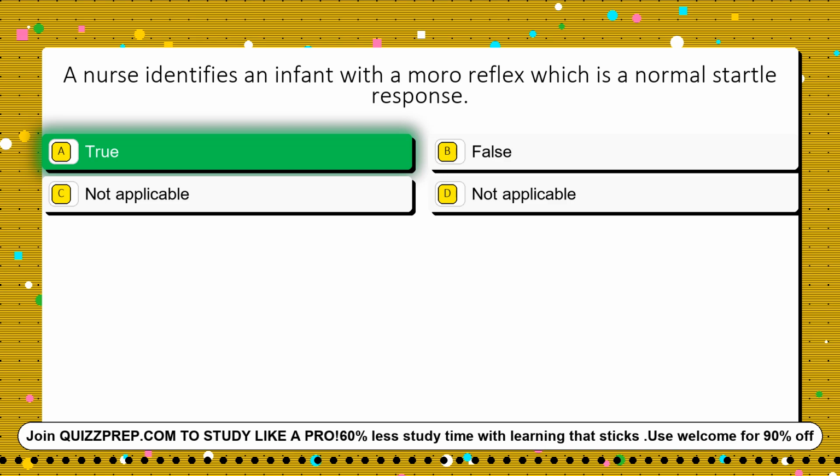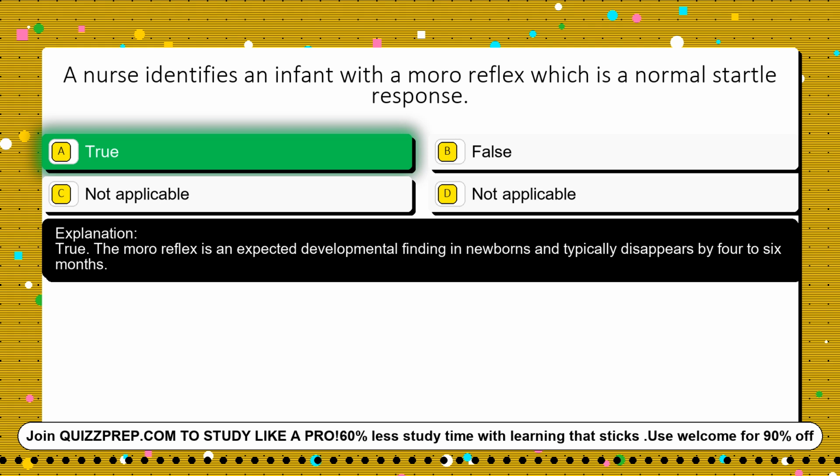The correct answer is option A. True. The Moro reflex is an expected developmental finding in newborns and typically disappears by 4 to 6 months.